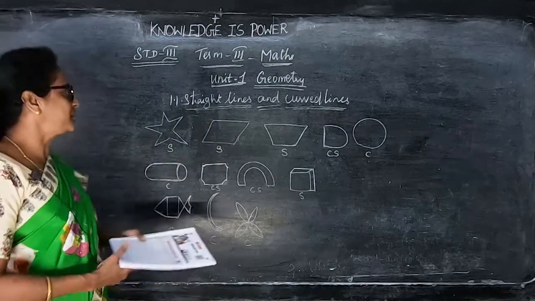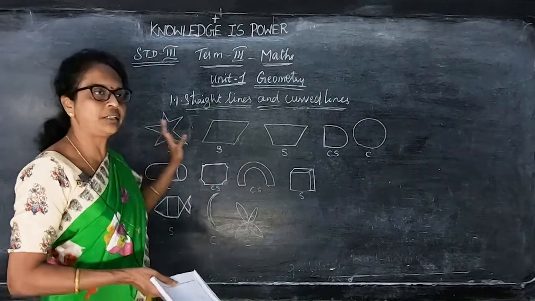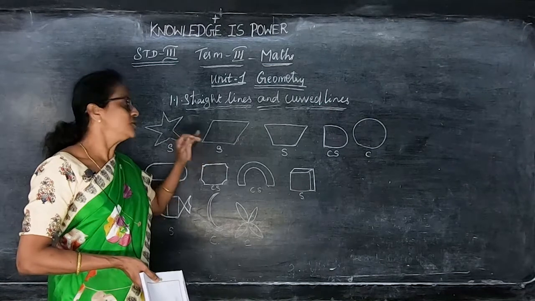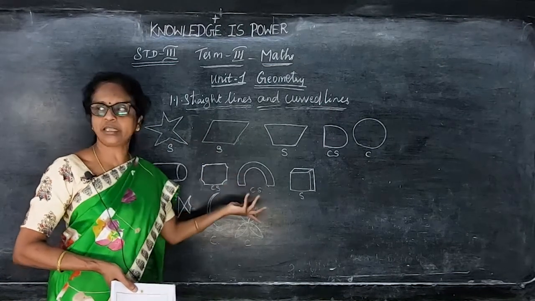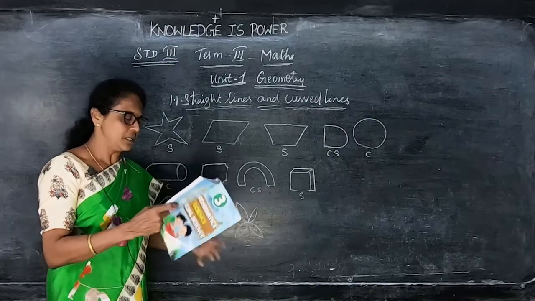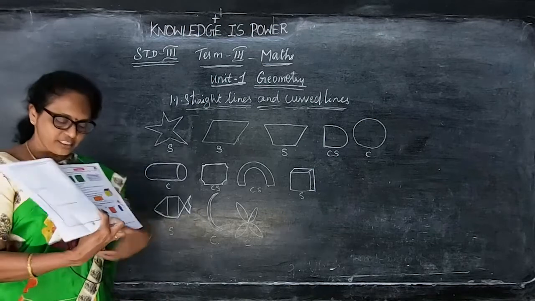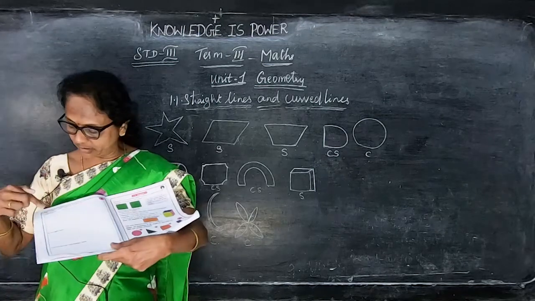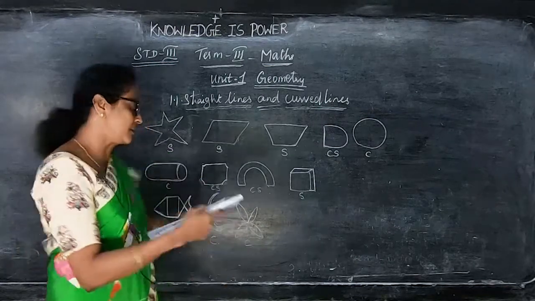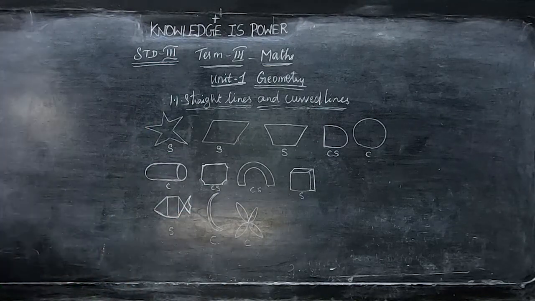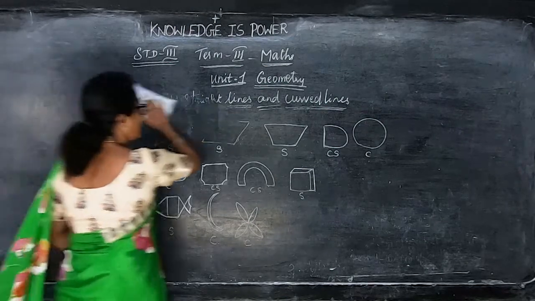So like this, if it is a curved one, you can put C, and if it is the straight one you can put S. So S for straight line and C for the curved line, and if it is both curved line and straight line, then you can put CS. So this is the straight line and the curved line. This is in your book, and in this page you can draw on your own some of the shapes, curved lines, straight lines, and curved and straight lines. So you can write.